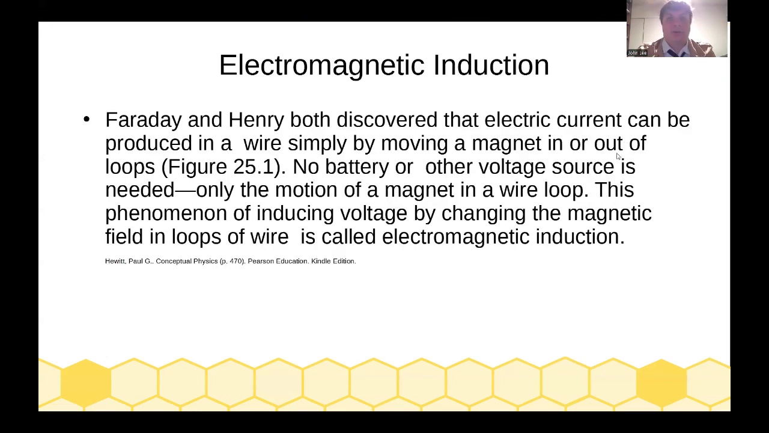Faraday and Henry both discovered that electric current can be produced in a wire simply by moving a magnet in or out of loops. No battery or other voltage source is needed, only the motion of a magnet in a wire loop. This phenomenon of inducing voltage by changing the magnetic field in loops of wire is called electromagnetic induction.